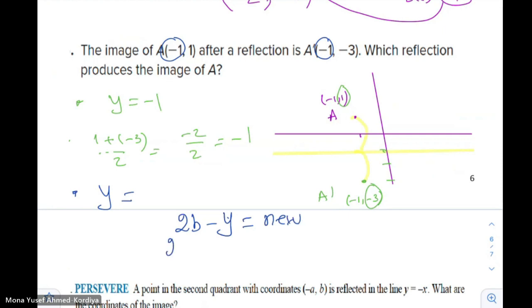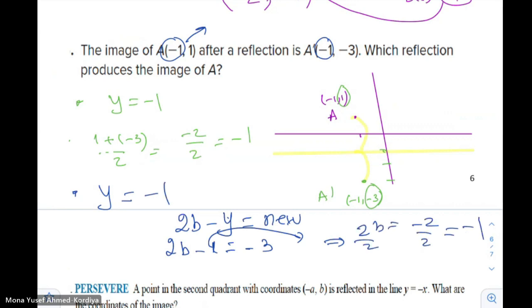So what will you do? 2b minus original y, which is 1, equals the new y, which is negative 3. So you can take this to the other side. 2b is negative 2, divide by 2, minus 1. So y equals minus 1. You can use either approach you like to find the same result.